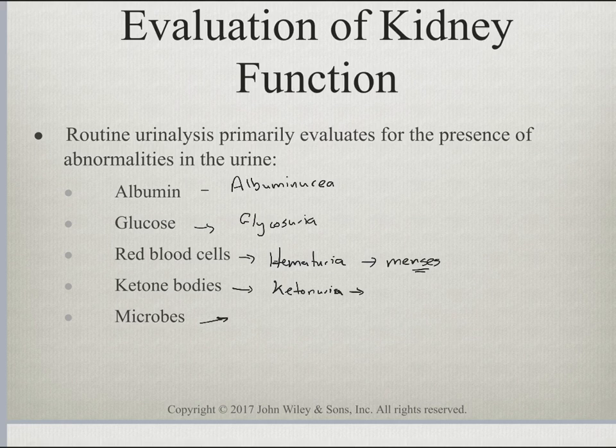The last thing we talk about are microbes. Again, microbes found in the urine, this is something that we would look for microscopically, could indicate some type of urinary tract infection. So again, refer back to your lab book to go through all the different conditions, all the different constituents of urine, what elevations can mean from a clinical perspective. And again, we're going to review this in lab, so hang tight.